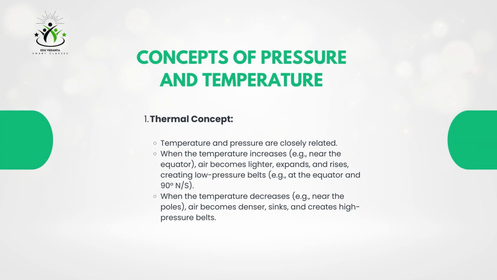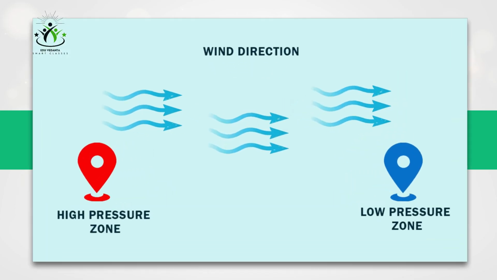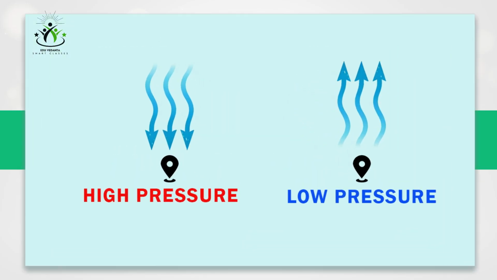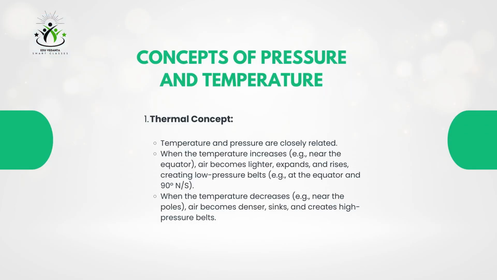Before we start, remember a simple concept. The wind always moves from a place with high pressure to a place having low pressure. And the air always rises up in an area with low pressure and falls down in an area with high pressure. With that, let's understand the pressure and temperature concepts.